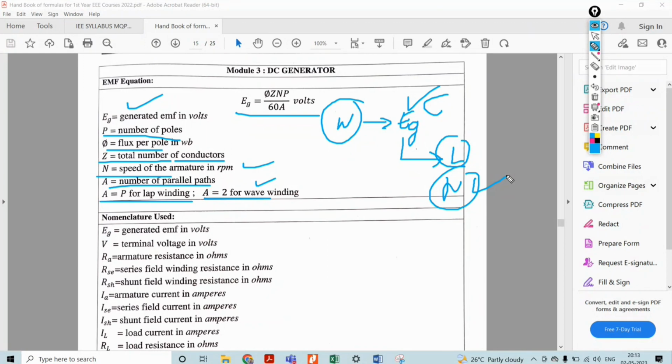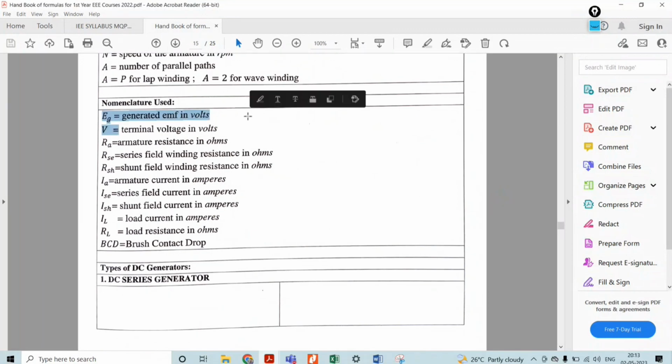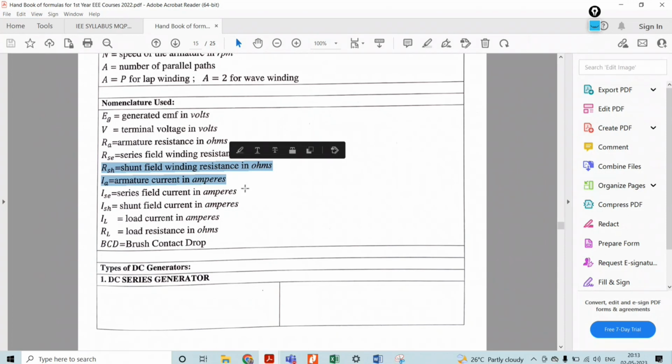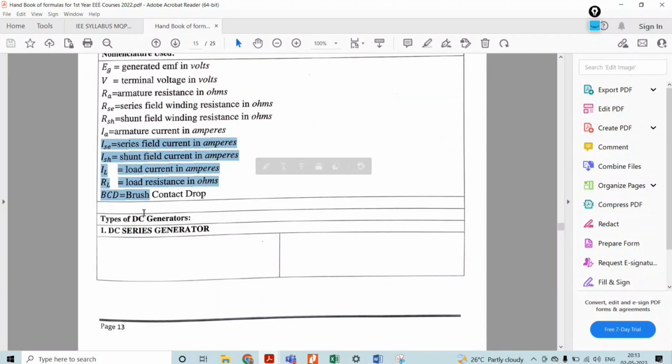Then you make use of the formula. Then you have to solve. Next, here EG is generated EMF, V is terminal voltage, RA is armature resistance, RSE is series field resistance, RSH is shunt field resistance, IA is armature current, ISE is series field current, ISH is shunt field current, IL is load current, RL is load resistance, BCD is nothing but brush contact drop.